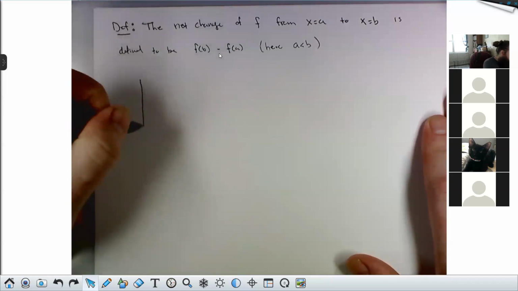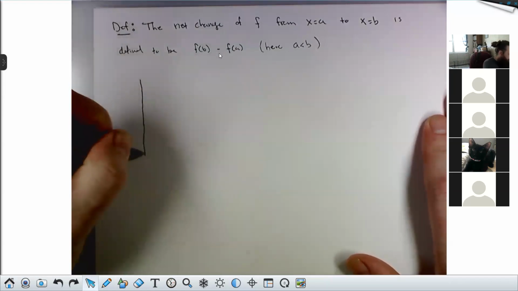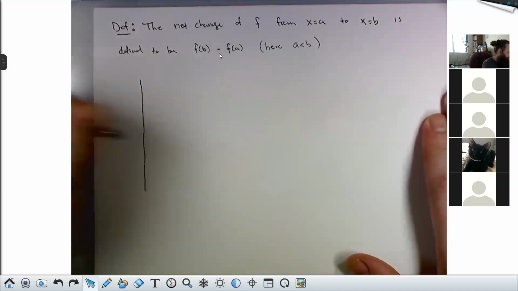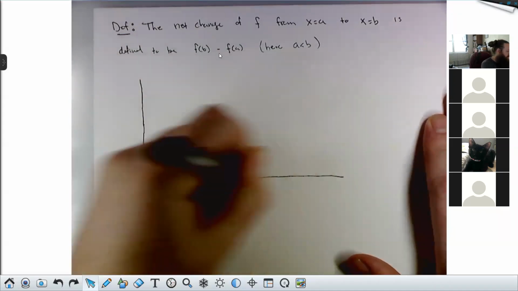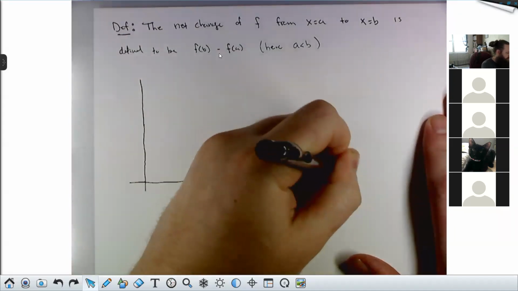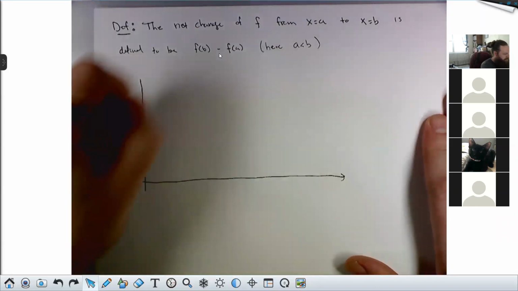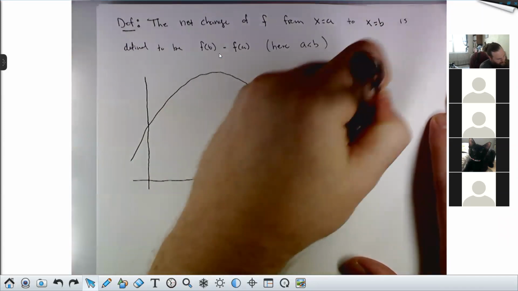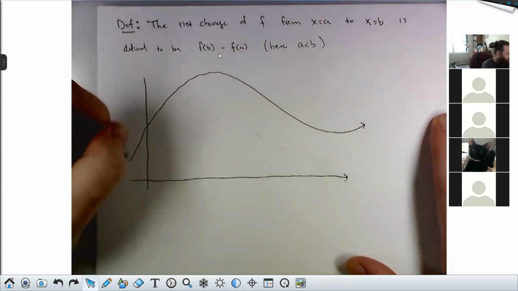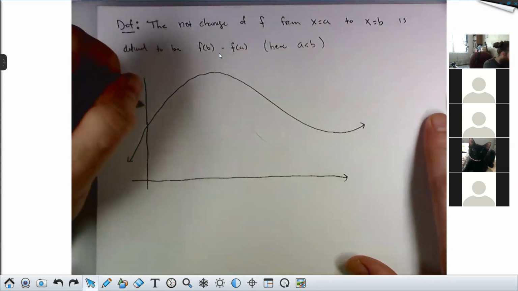It's important that you're able to do this in the context of a graph, though. So you want to be able to understand this thing not just by plugging in numbers to a formula, we want to also sort of understand a picture.